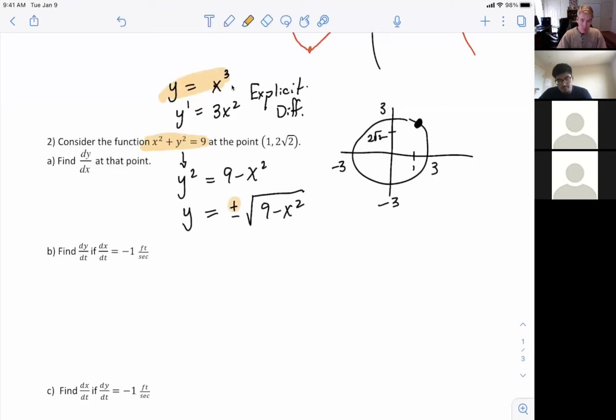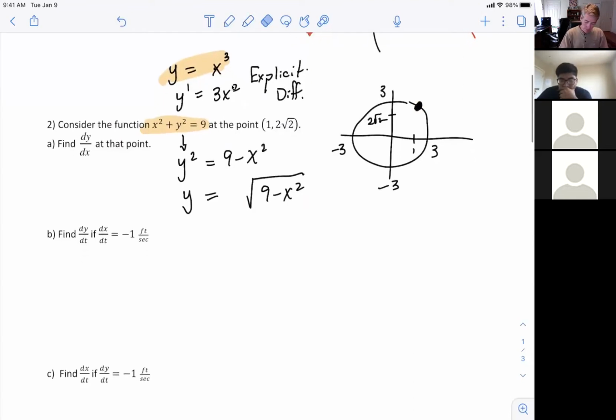And the plus will give you the top half of the circle, and the minus will give you the bottom half of the circle. Because I'm talking about this point right here where y is positive, I don't actually need to put the plus and minus. I can just use the plus.